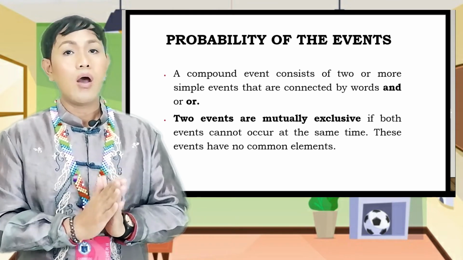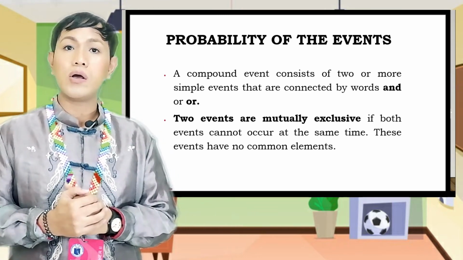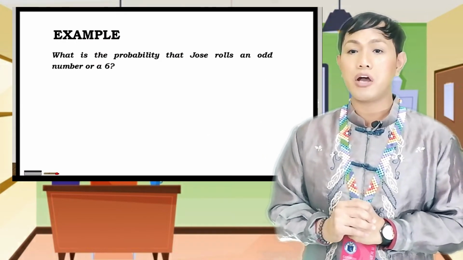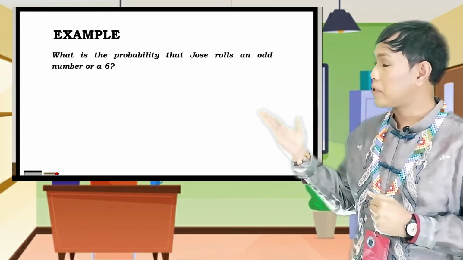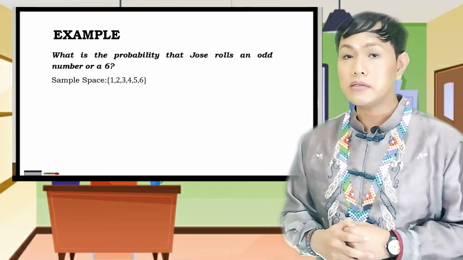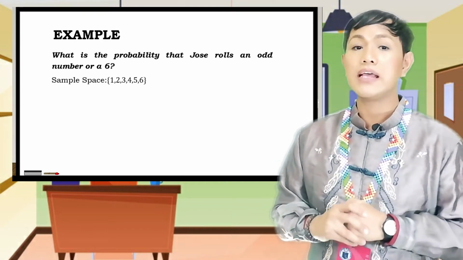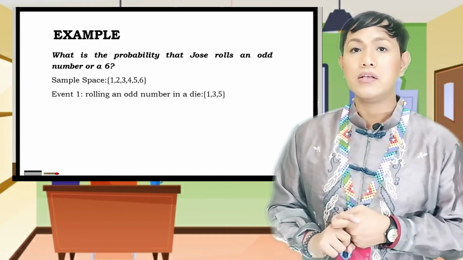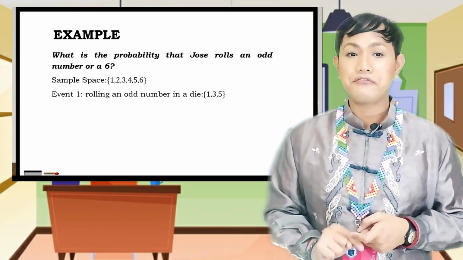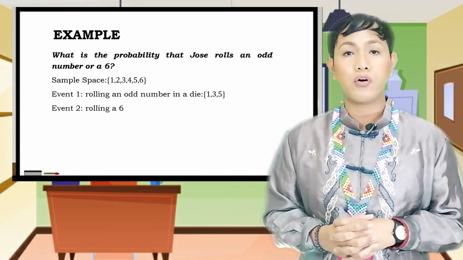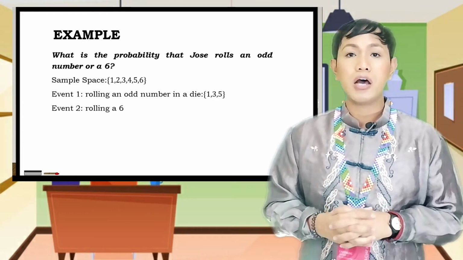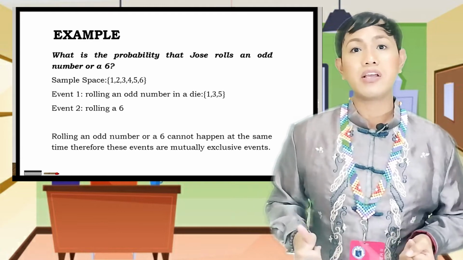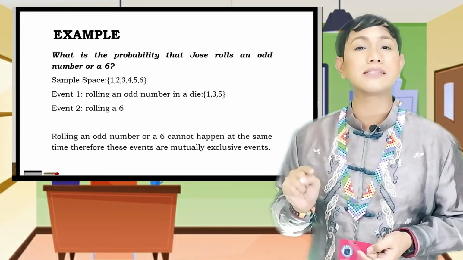So, for us to further understand these mutually exclusive events, let's analyze this example. What is the probability that Jose rolls an odd number or a 6? For this particular problem, our sample space will be 1, 2, 3, 4, 5, 6. Event 1 will indicate the event of rolling an odd number on a die, so the set consists of 1, 3, and 5. Event 2, on the other hand, is just rolling a 6. Rolling an odd number or a 6 cannot happen at the same time. Therefore, what kind of event is this? Very good. This is an example of mutually exclusive events.